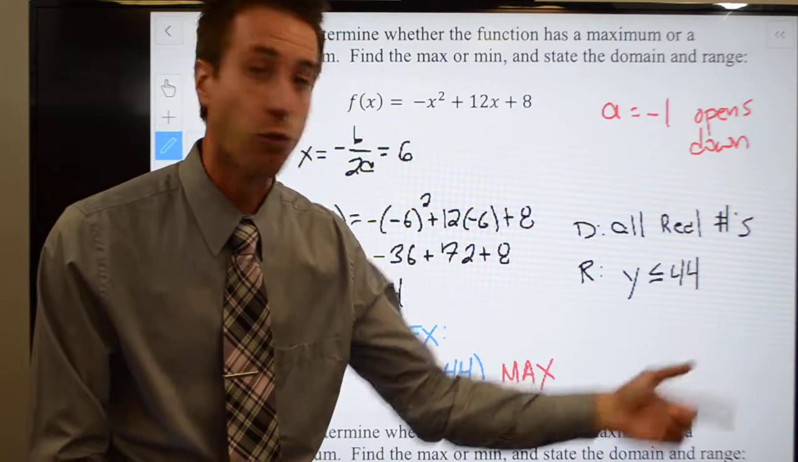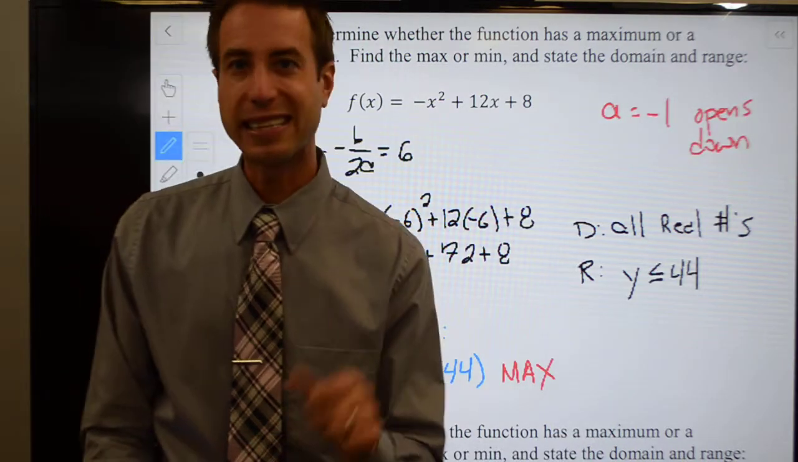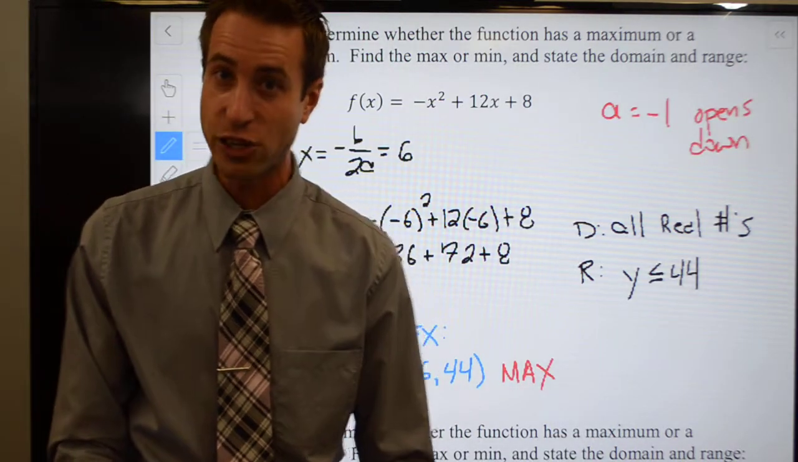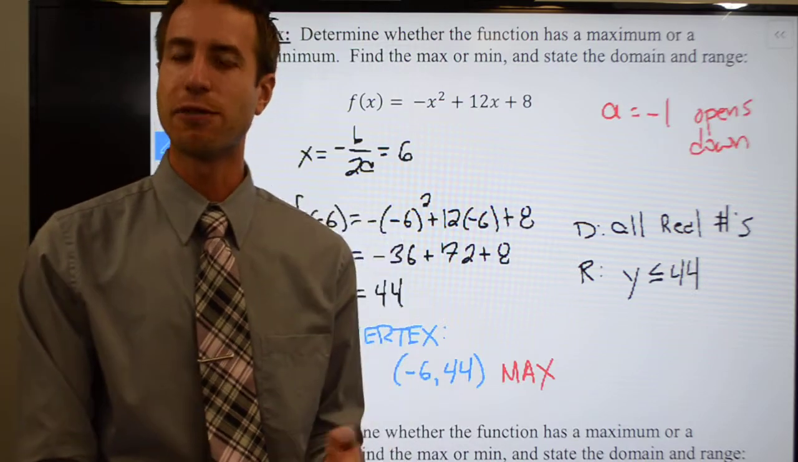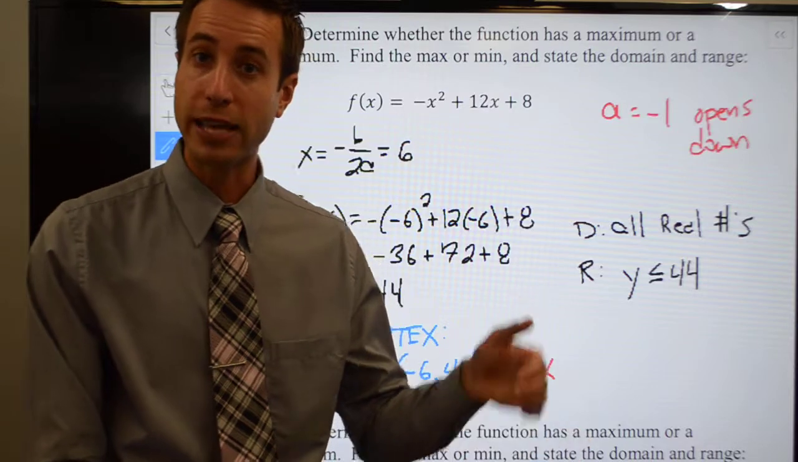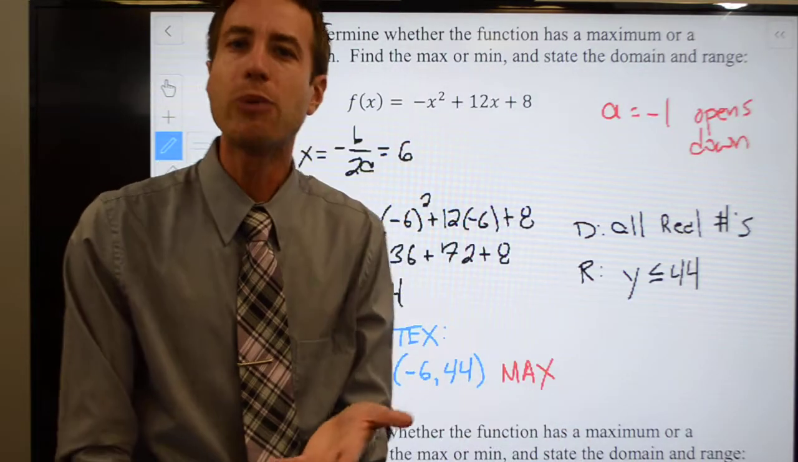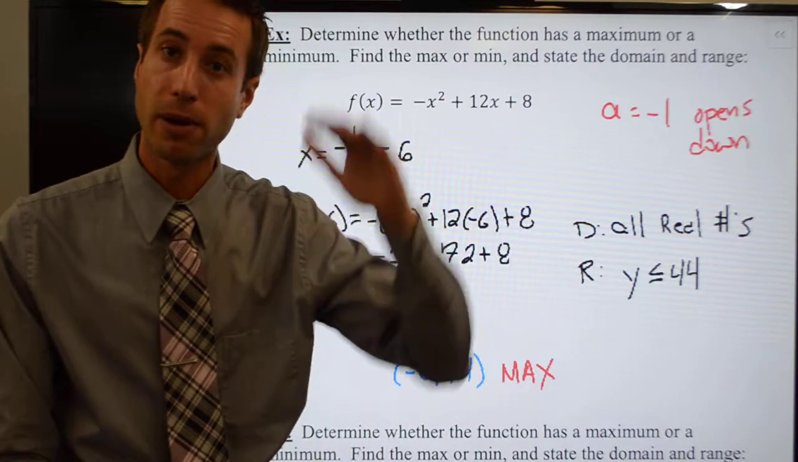So all values of y less than or equal to 44. The other way you could write this is in interval notation, right? And we would write this in interval notation the same way that you would read a book, right? You start at the top of the page and you work your way down the page. We read our graphs from top to bottom.